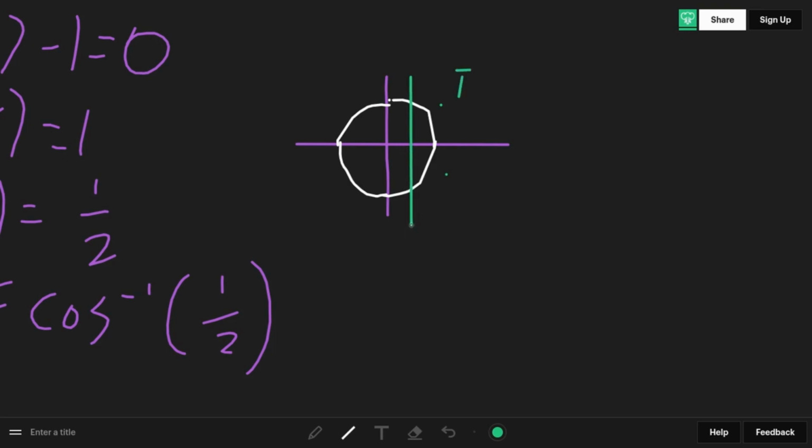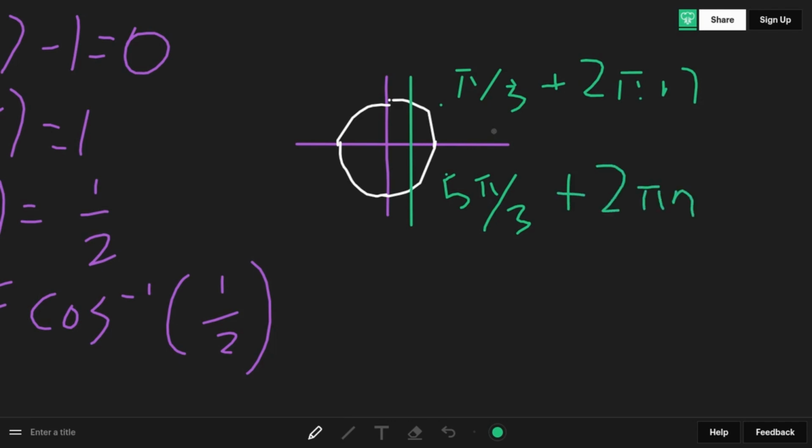And so knowing the unit circle, this will be the angle pi over 3, and this will be at 5 pi over 3. And so that's like that. Then we can just create our equations, plus 2 pi n and plus 2 pi n. So knowing when cosine and sine are positive would be a really big advantage.